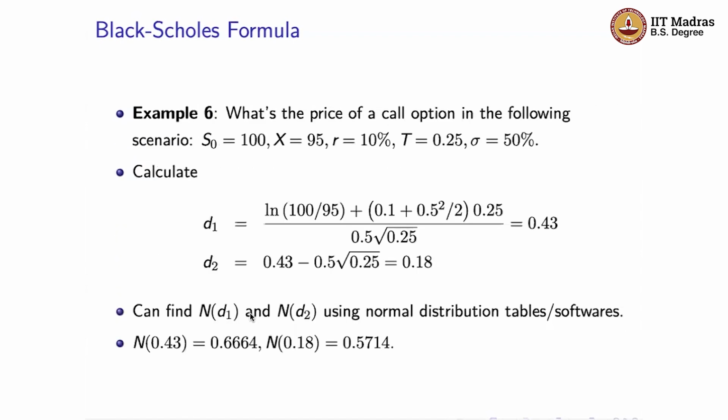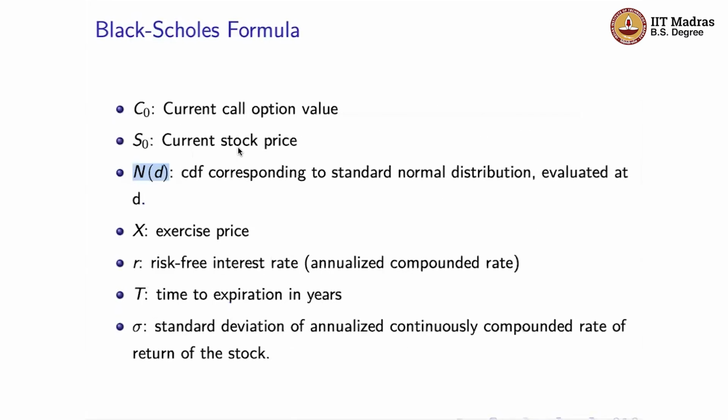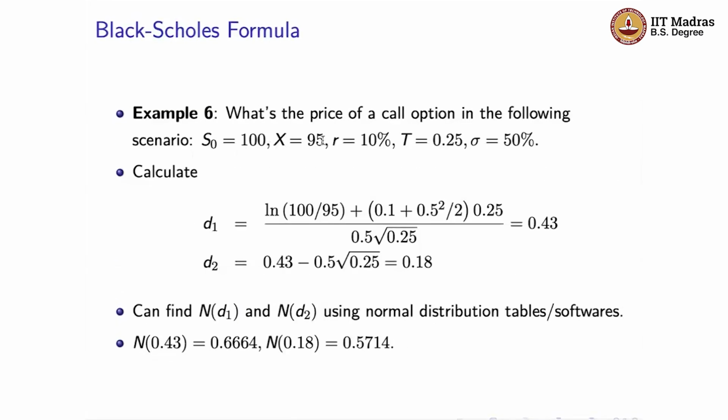So let's first use an example to see how to use this formula. We want to figure out what's the price of a call option in the following scenario. So you're given some inputs. You're given, for instance, that S0 is 100. So the current stock price is 100. You're given X equal to 95.